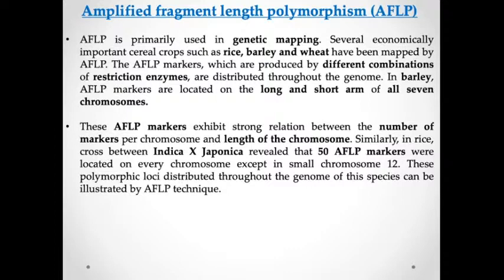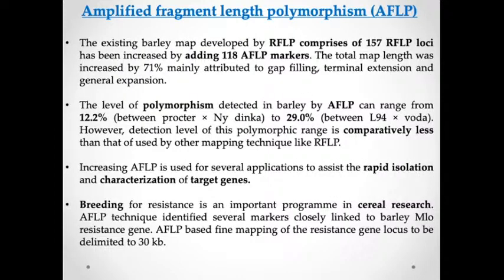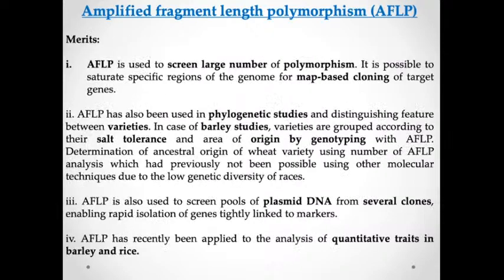Similarly in rice, when a cross was done between Indica and Japonica, it revealed 50 AFLP markers, which were present on every chromosome except the small chromosome 12. That's how AFLP is so advantageous to us. So please go through its applications further.